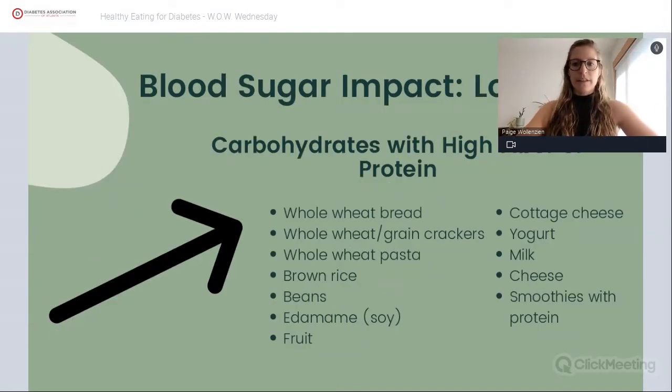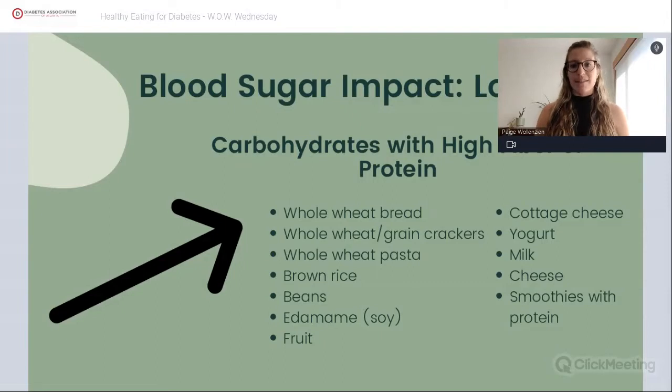Now, this next category is going to have an even lower blood sugar impact. And these are carbohydrates that either contain a high fiber amount or a protein component. And our bodies are going to digest that fiber or that protein component along with the carbohydrates. And we aren't going to have such an influx of the carbohydrates, the glucose, into our bloodstream, which causes that rapid rise in blood sugars. So carbohydrates with high fiber include foods like whole wheat breads, whole wheat or whole grain crackers, whole wheat pastas, brown rice, beans, edamame, or fruit, or carbohydrates that contain a protein.